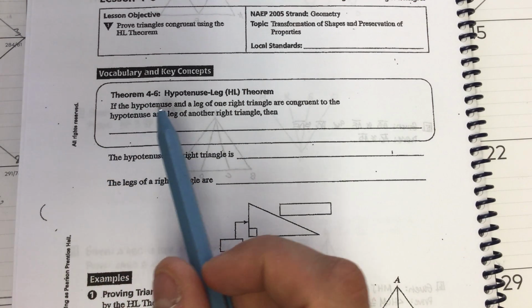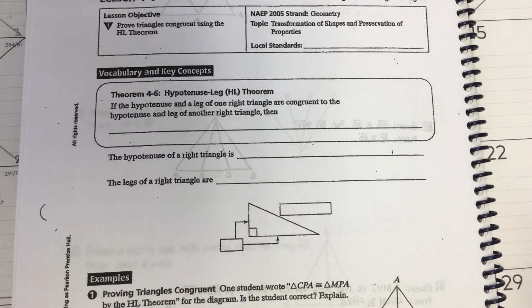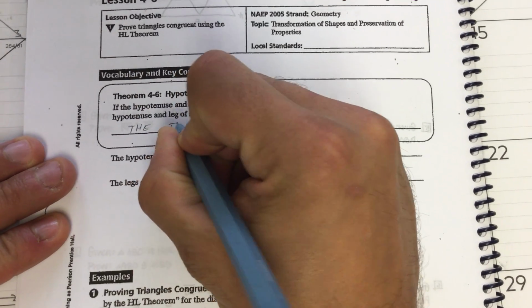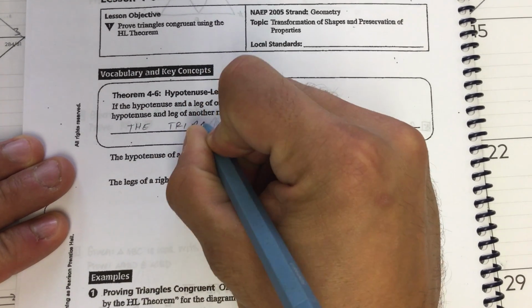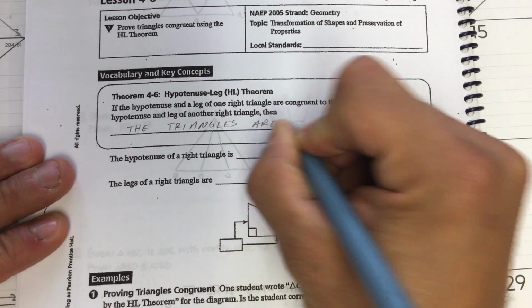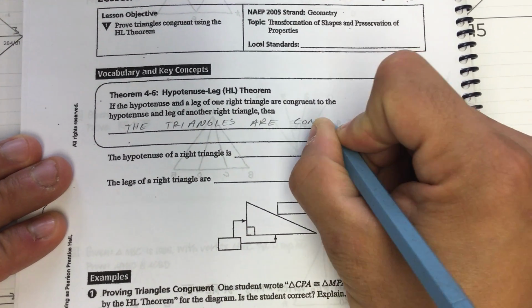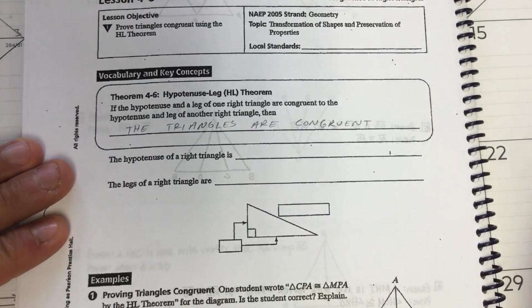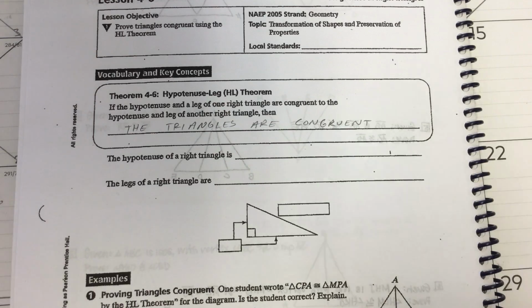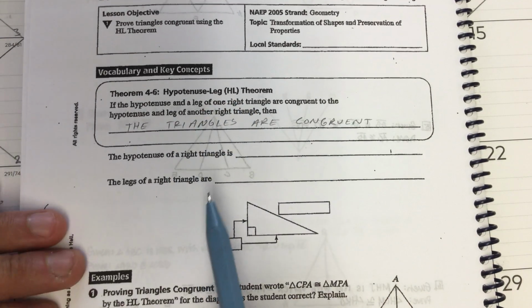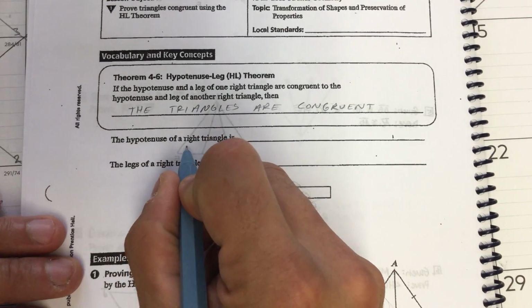Okay. So if the hypotenuse and a leg of one right triangle are congruent to the hypotenuse and leg of another right triangle, then the triangles are congruent. So we're used to things like side, side, side, side, angle, side, angle, and angle, angle, side. This is another way to show that triangles are congruent, but it has to involve a right triangle.